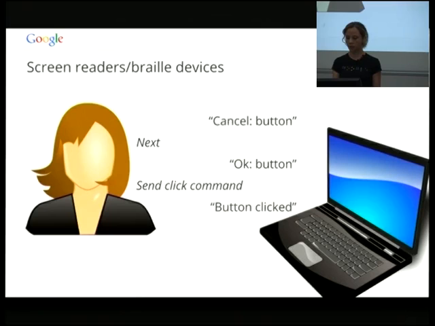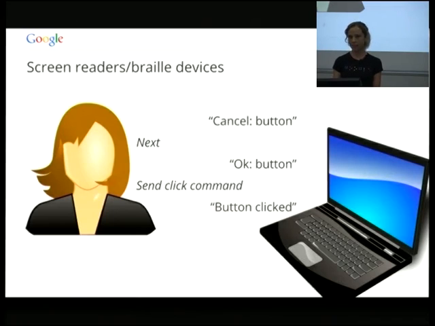So in this example, the screen reader is speaking that it is currently focused on a button which is labeled cancel. So it's saying cancel button. The user is saying, okay, go to the next thing. Then it's saying, okay, the next thing is a button called okay. And the user's saying, oh yes, please click that one. And then it's telling them that the button has been successfully clicked.